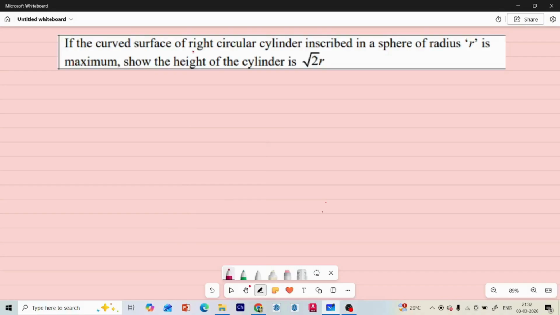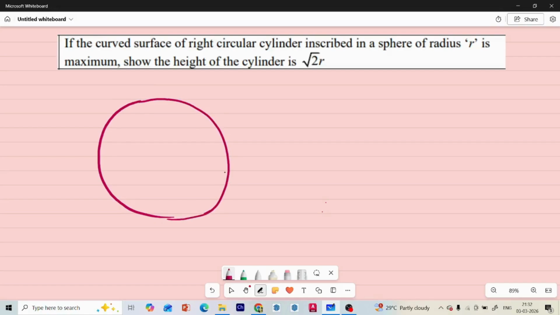If the curved surface area of a right circular cylinder inscribed in a sphere of radius r is maximum, show that the height of the cylinder is √2r. Okay, so దీనికి మనం ఏం చేయాలి? So basically there is supposed to be a sphere. So sphere కి నేను ఇట్లా ఒక సర్కిల్ వేసుకుంటున్నా. Okay, so ఈ sphere లోపల there is a cylinder like this.